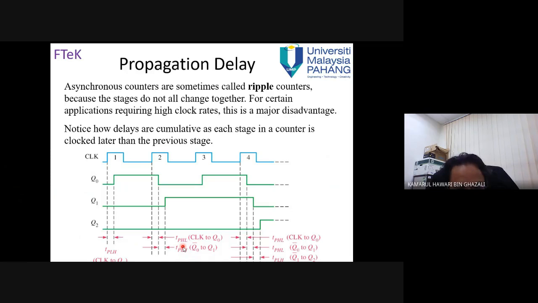positive high to low. Alright, time high, low to high. Clock to Q0, Q0 to Q1. So if you look at here, tPHL ada tPLH. So basically the waveform ni akan ada we call it propagation delay.